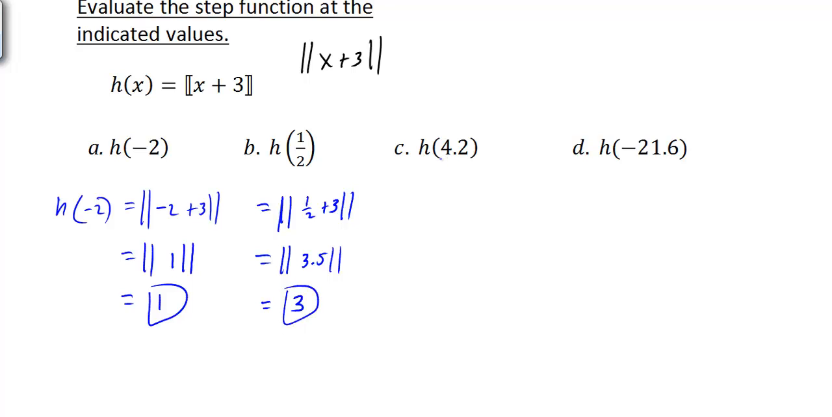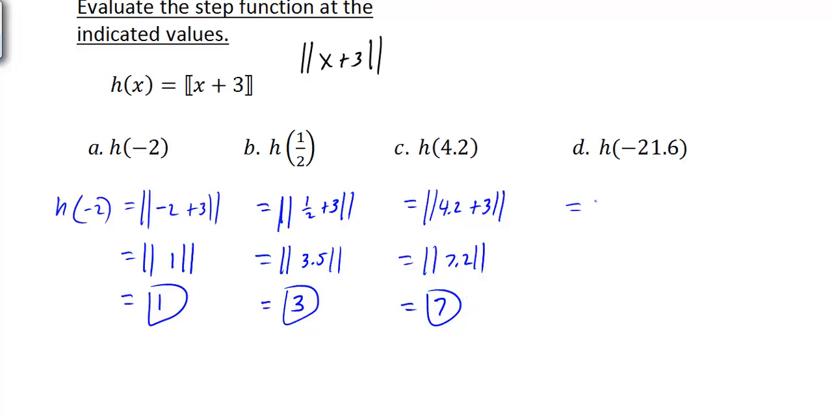All right, and our next example, we have 4.2. So here we're going to look at 4.2 plus 3. So if we add this, we're going to end up with 7.2. Is 7.2 an integer? Well, the answer is no. So what is the next integer below 7.2? And that would be 7. So hopefully you're starting to get the hang of this. It's really easy once you realize what you're looking for.